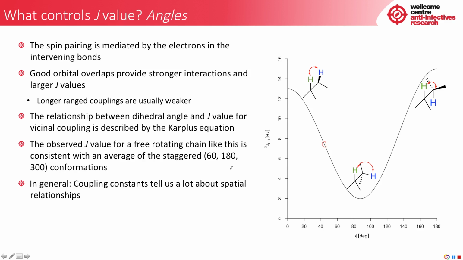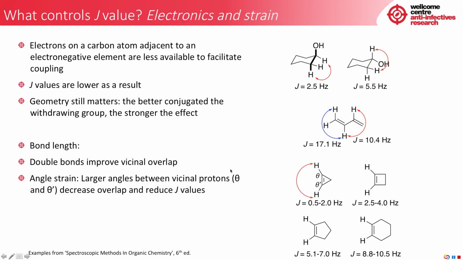There are some other things that matter. Electrons on a carbon adjacent to an electronegative element are pulled in closer, and they're less available to facilitate coupling. This results in lower J values. So here we have a good overlap between this oxygen and this carbon-hydrogen, and as a result, it really inhibits the coupling, and you end up with a low J value between these two.